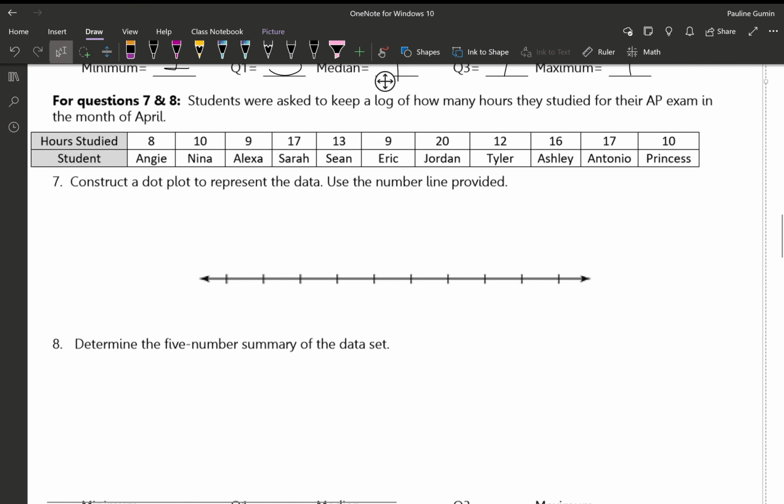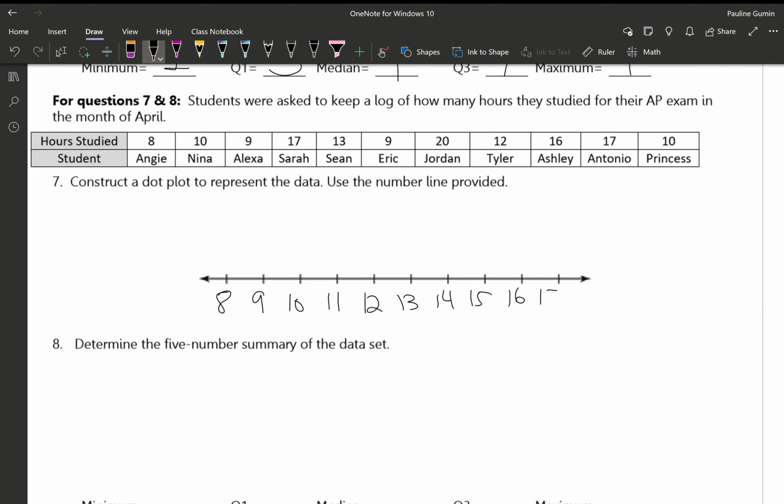All right. Questions 7 and 8. Students were asked to keep a log of how many hours they studied for their AP exam in the month of April. Let's make a dot plot. I'm going to start with the smallest number, which is 8. And our largest number is 20, so it looks like I'm going to have to expand my number line just a little bit. So I'm going to need 18, 19, and 20. Beautiful. All right, let's start dotting.